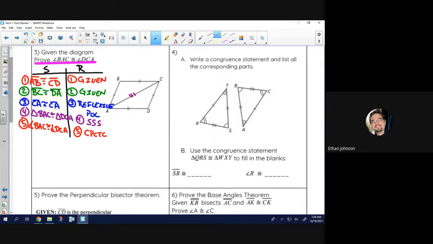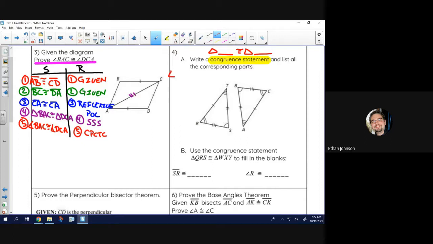Number 4, write a congruent statement and list all corresponding parts. Congruent statement is saying triangle something is congruent to triangle something. So that is a congruent statement. All corresponding parts is listing all angles that are congruent and all sides that are congruent. So let's deal with the corresponding parts first.